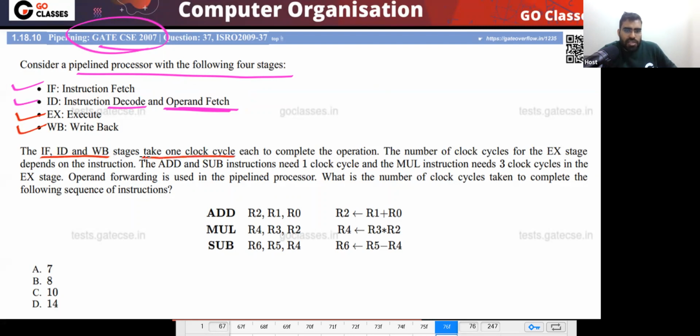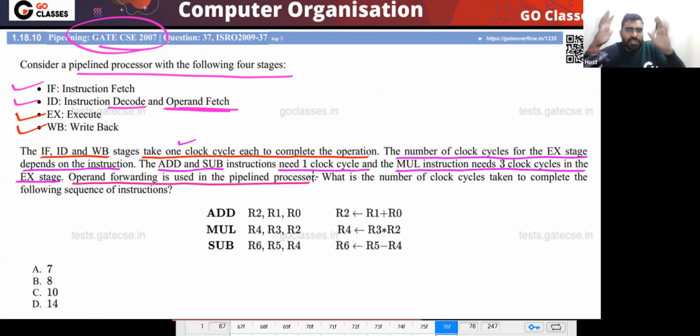They are taking 1 clock cycle for each instruction. These stages, IF, ID, WB, take 1 clock cycle to complete each operation. The number of clock cycles for the EX stage depends on the instruction. Add and subtract instructions take 1 cycle, and the multiplication instruction takes 3 cycles. In the execution stage, operand forwarding is used. Tell me, from where to where is it used in the question? From anywhere to anywhere.